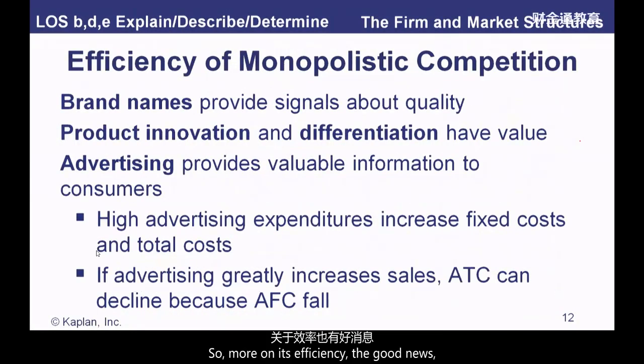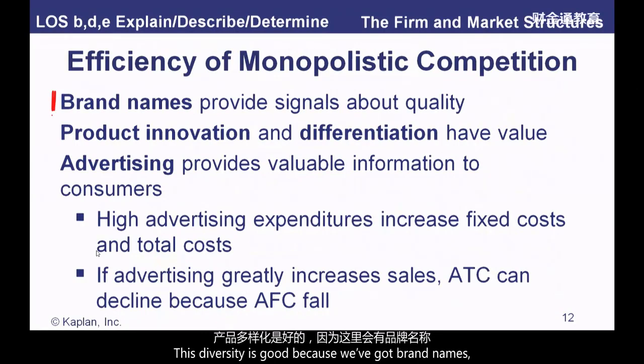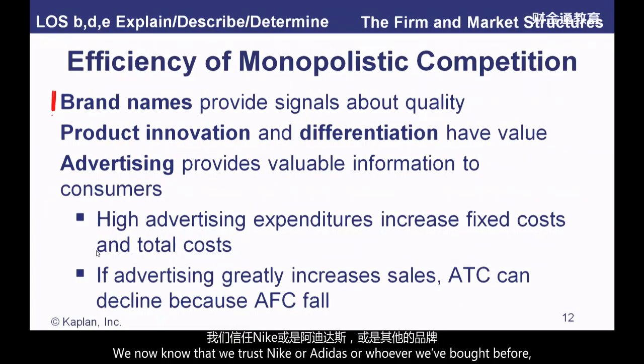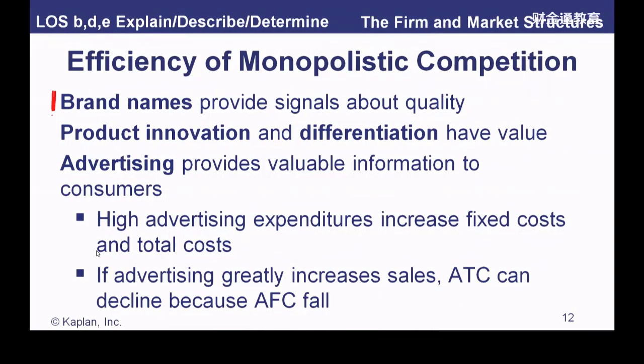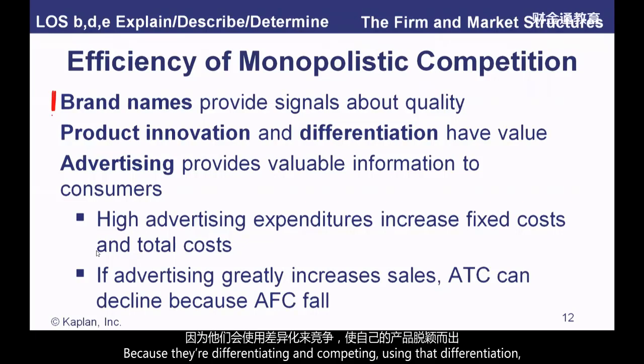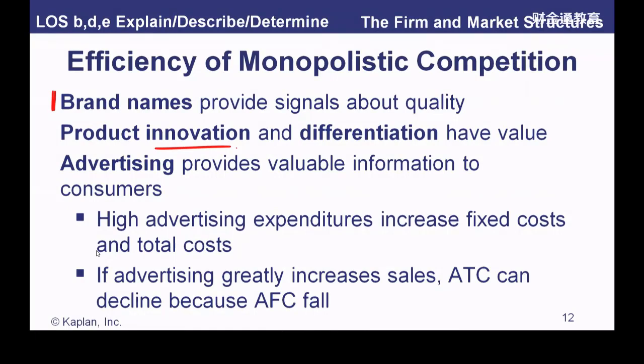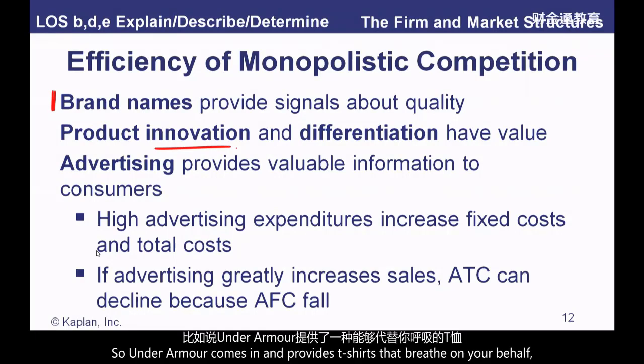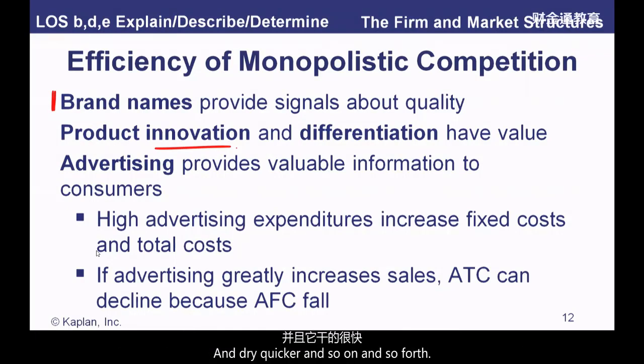So, more on this efficiency. The good news, this diversity is good because we get brand names, and brand names give you signals about quality. We now know that we trust Nike or Adidas or whoever. We've bought them before and we know their product. Because they are differentiating and competing, using that differentiation, you end up with product innovation. So Under Armour comes in and provides t-shirts that breathe on your behalf and dry quicker and so on and so forth.